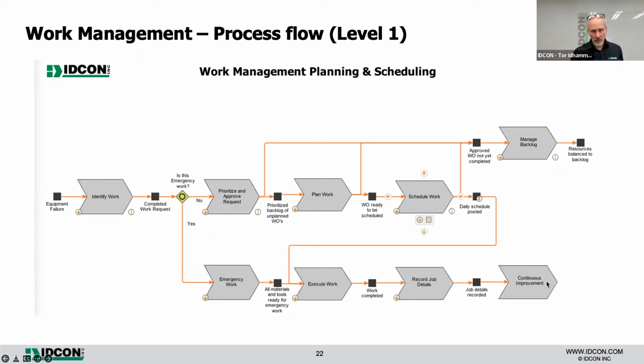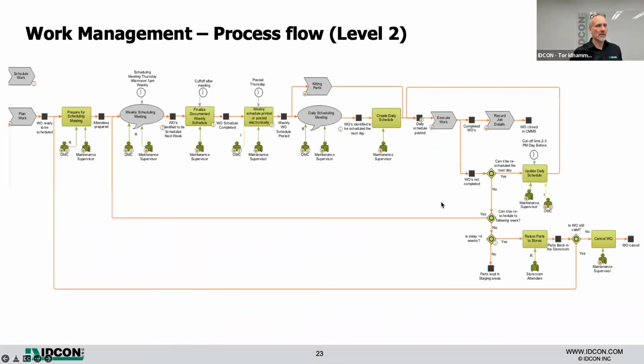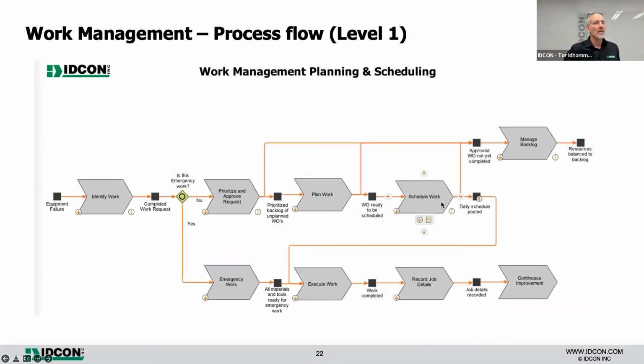It's basically the circle, right? And then we have backlog management. That's a side process that's going on. And if you have emergency work, we basically skip the planning and scheduling. So now that's the overview of just kind of the general idea of how we do work. So that's level 1. Level 2 is then a little more in detail. How do we do each one?